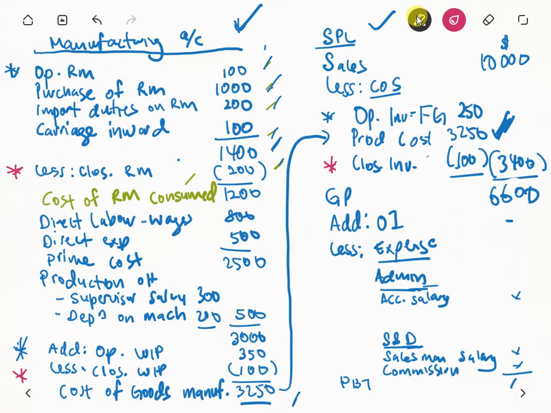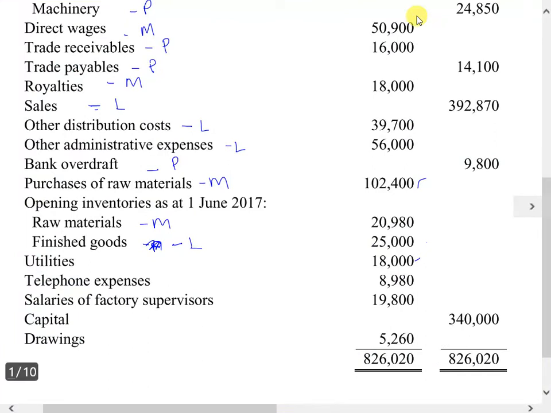Okay. Raw mat, WIP, finished goods. So, opening raw mat appears where? Manufacturing. Opening finished goods, SPL. This question does not have opening WIP. Utilities depend. Utilities is like your water bill, telephone bill, electricity bill. Telephone depends. What about salary for factory supervisor? Capital, SFP. Drawing, SFP.